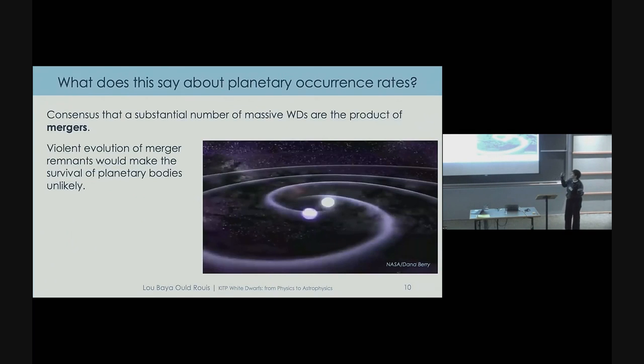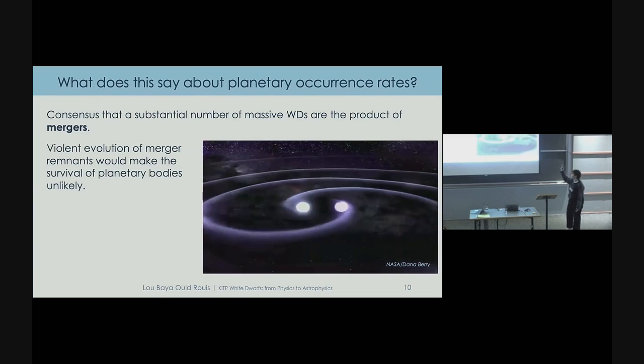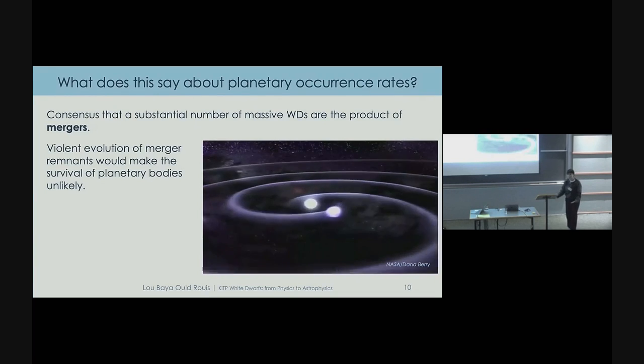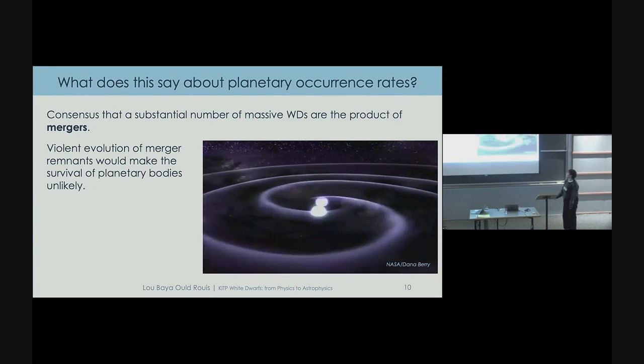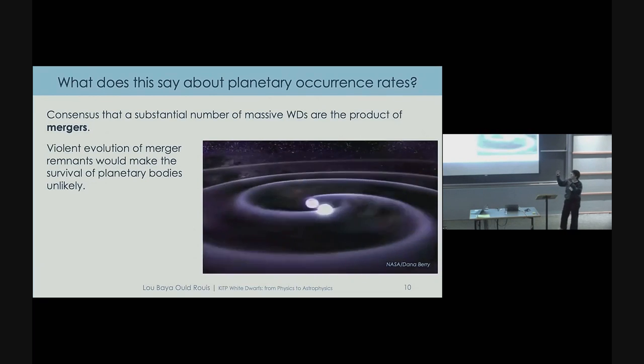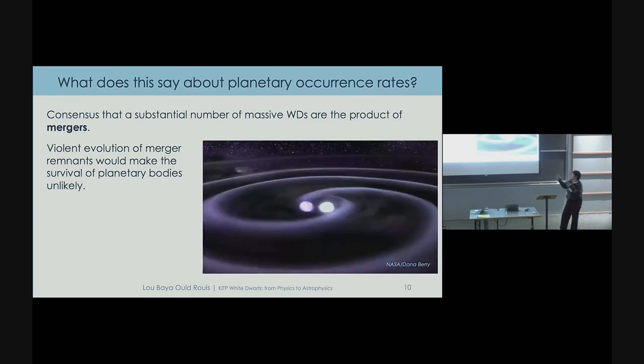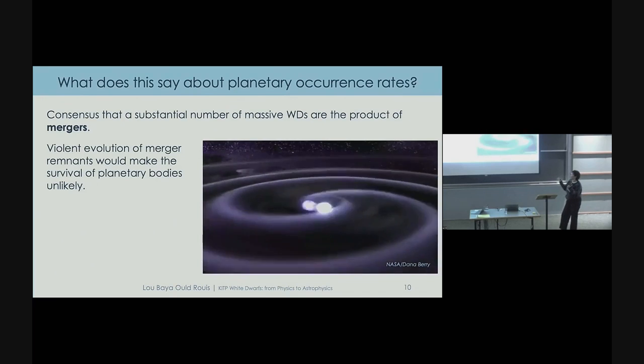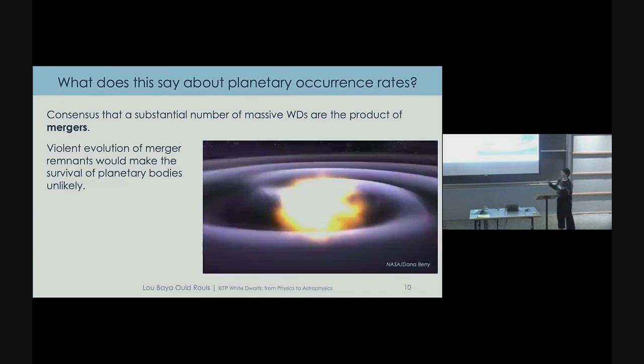So this makes us wonder about planetary occurrence around those intermediate mass stars. There is a consensus that a substantial number of massive white dwarfs come from mergers, and we've talked about this a little today already. And this is just a double white dwarf merger, which is even more relevant than I thought it would be, because it seems like more massive white dwarfs have more white dwarf red dwarf mergers. But the violent evolution of merger remnants makes the survival of planetary bodies potentially unlikely.